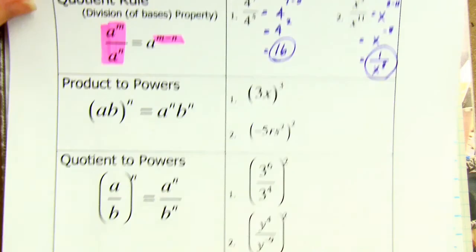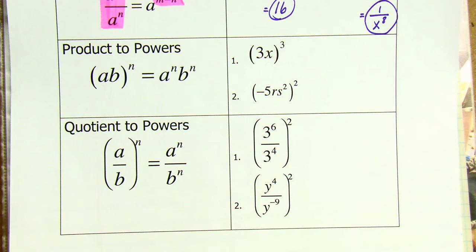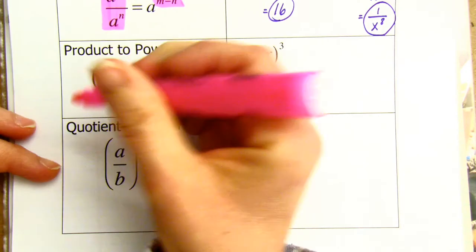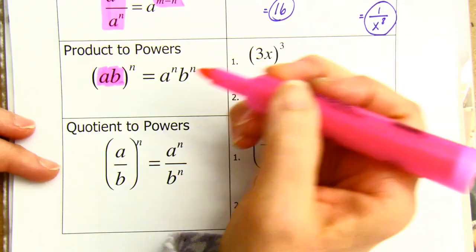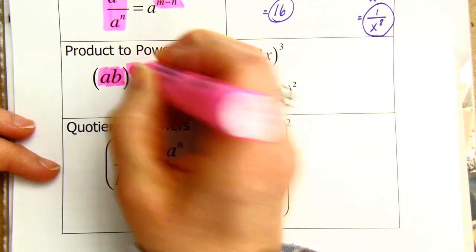All right, now our illustrious products to power. Notice I have a product inside the parentheses, multiplication of 2 things, raised to that power of n.